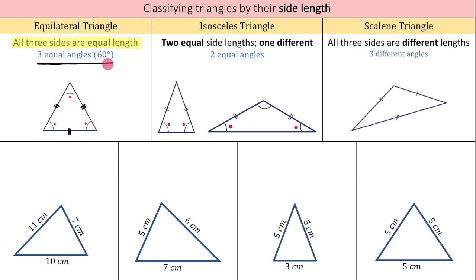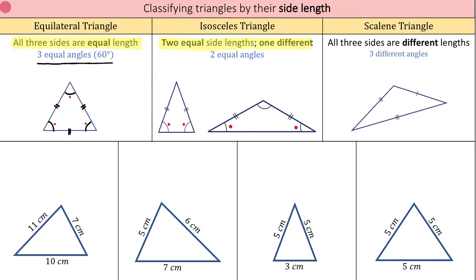Now remember, we're not defining it based on its three equal angles, we're defining it based on their side lengths, but this is an inherent characteristic that all equilateral triangles have. They all have 60-degree angles here, and here and here. So if you know you have an equilateral triangle, you know that they have three equal angles of 60 degrees. The next type of triangle we're going to talk about is isosceles triangles. And these have two equal side lengths and one different one.